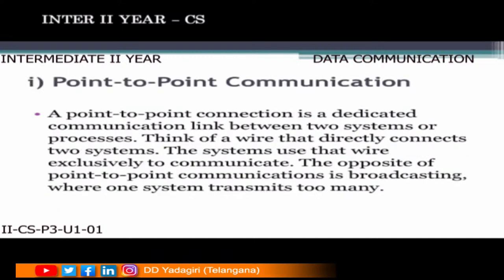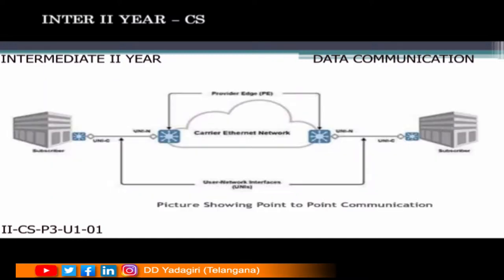Coming to point-to-point communication. A point-to-point communication is a dedicated communication link between two systems or processes. Think of a wire that directly connects two systems. The systems use that wire exclusively to communicate. The opposite of point-to-point communications is broadcasting, where one system transmits to many.